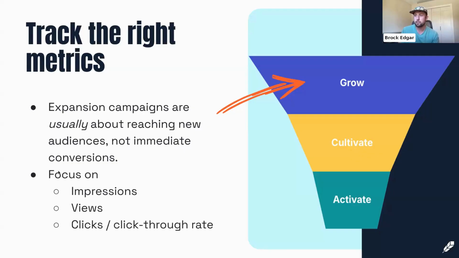So for these ads, generally, the metrics we want to focus on are impressions, views, clicks, and click-through rates. Sorry, this was views per user. So really, we're trying to build an audience with these ads that we can then hopefully move into the cultivate and activate segments of the conversion funnel.